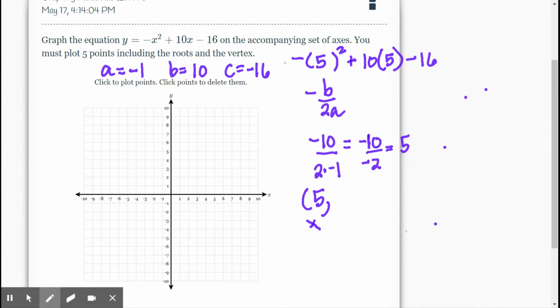So I'm going to do my work up above. I didn't give myself enough room. So this becomes -25 plus 50 minus 16. Okay, so what would that be? -25 plus 50 minus 16, we get 9. So now I know my vertex is 5, 9.